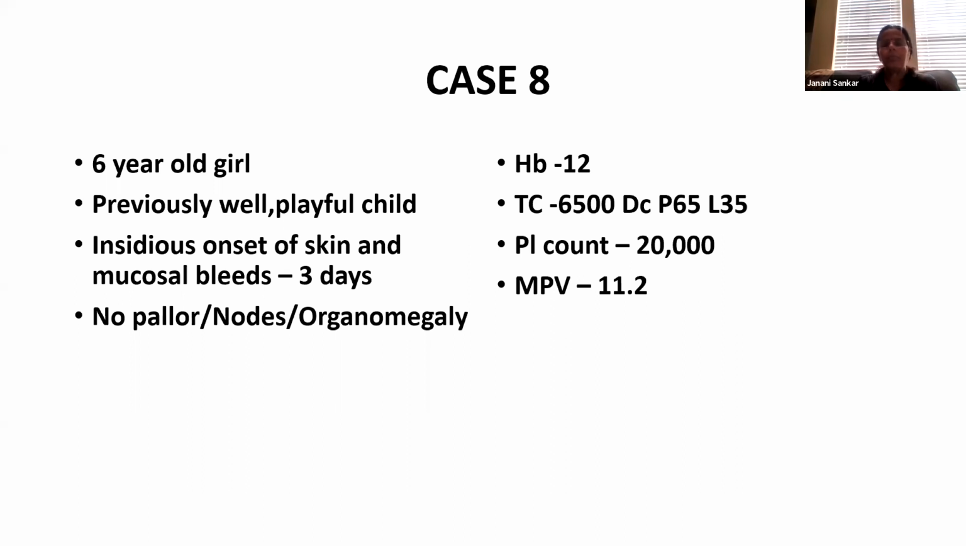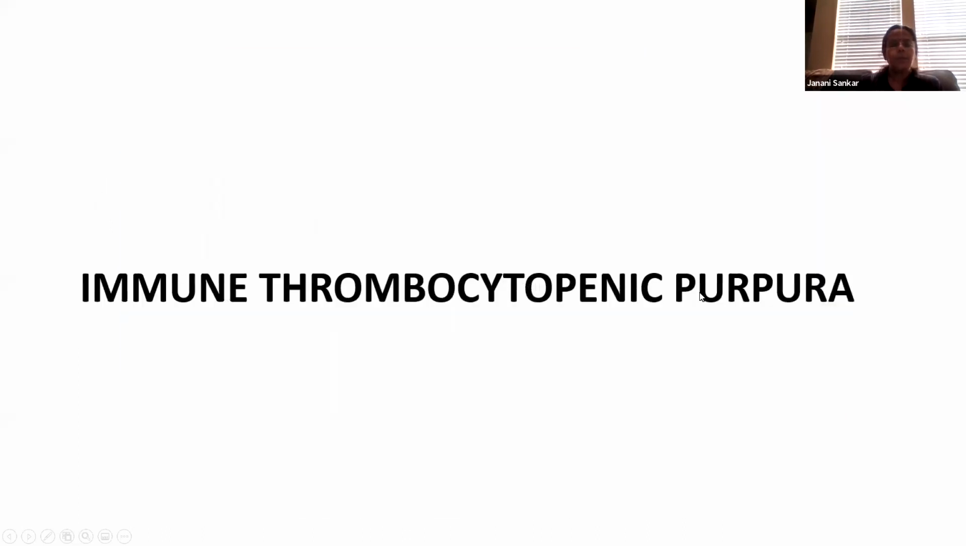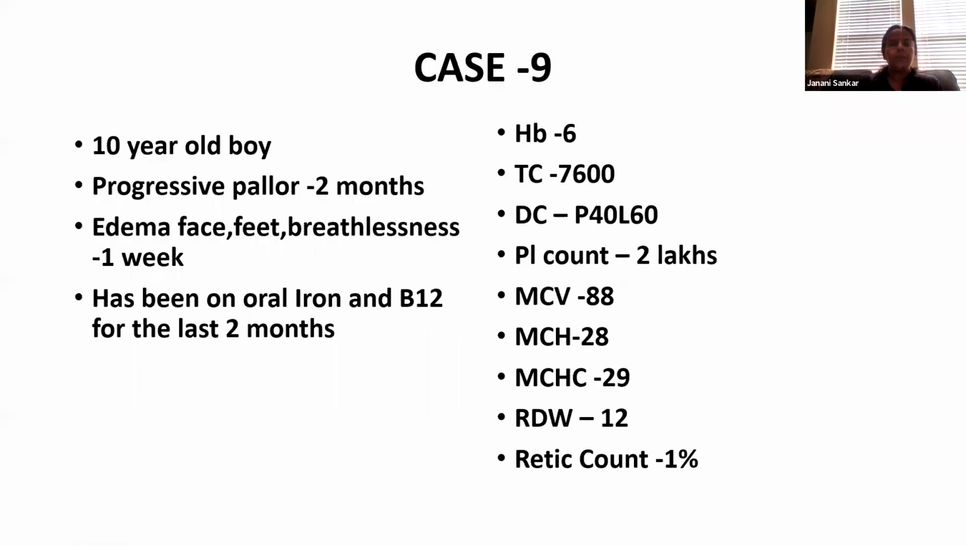Just a daycare: in the morning you admit, do a bone marrow, get the report, start them on oral steroids and send them home. Or if they are not willing for a bone marrow, you can just admit them and give intravenous immunoglobulin, because mucosal bleed and a low platelet count of 20,000 are not advisable to send the child home. Mucosal bleeds are forerunners of intracranial bleeds, and anything around 20,000 or less, it's better to intervene. So this is immune thrombocytopenic purpura.